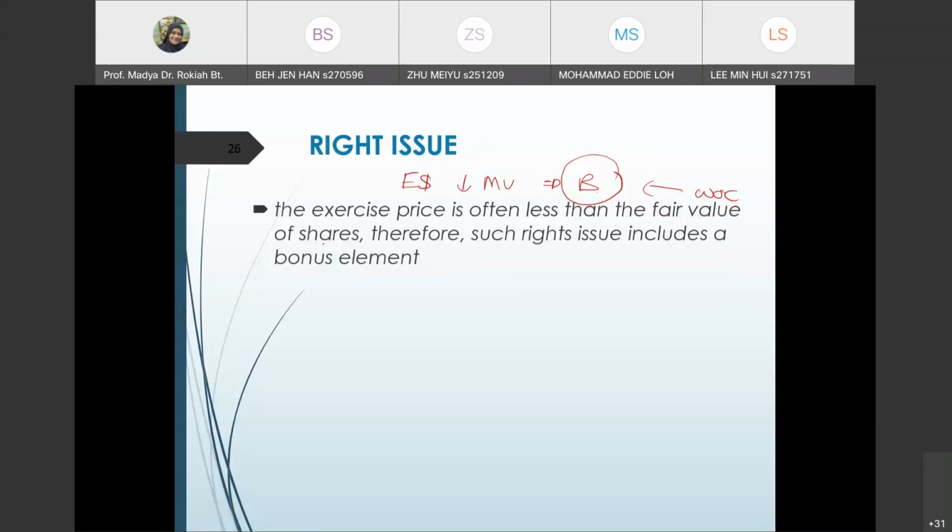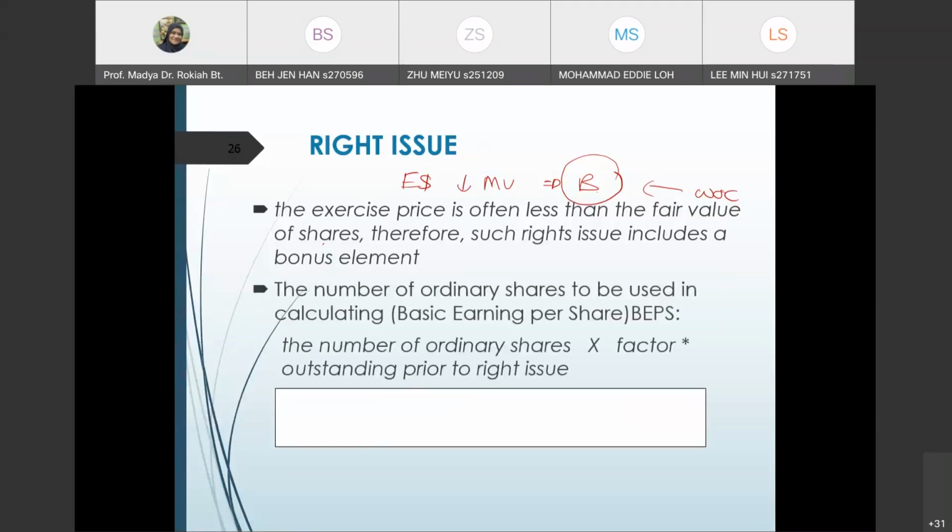Okay, to find the bonus element here, the number of ordinary shares used to calculate basic earnings per share is the number of ordinary shares outstanding prior to the rights issue times a factor. The factor here is a rights adjustment factor. To find the rights adjustment factor, there is a formula for that, so you need to know this formula. There are many formulas for the rights issue.